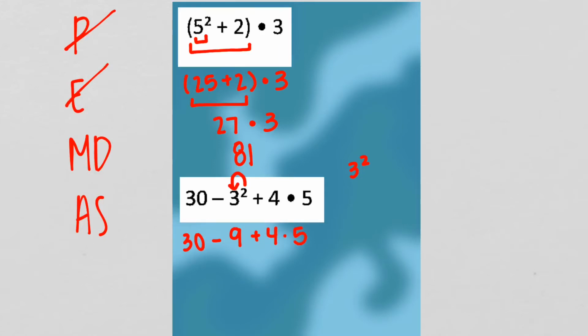Now I do multiplication and division from left to right. I only have multiplication here at the end. So 30 minus 9 plus 4 times 5 gives me 20. And now I do addition and subtraction from left to right. So I'm first going to do 30 minus 9 to get 21 plus 20. And then my final step is to do 21 plus 20, and my answer is 41.